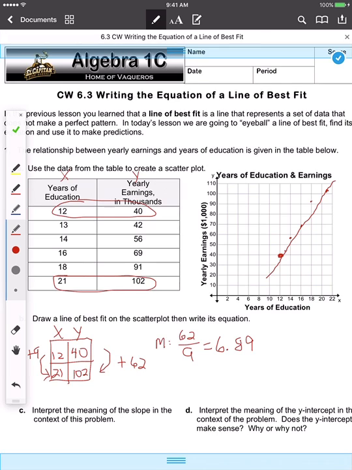Next thing we need to do is we need to find out the y-intercept. In order to do that, we're going to plug in everything we know using one of our points and using that slope that we found. So we have the equation y equals mx plus b. I'm going to plug in this first value, 12, 40. So for my y, it's 40.